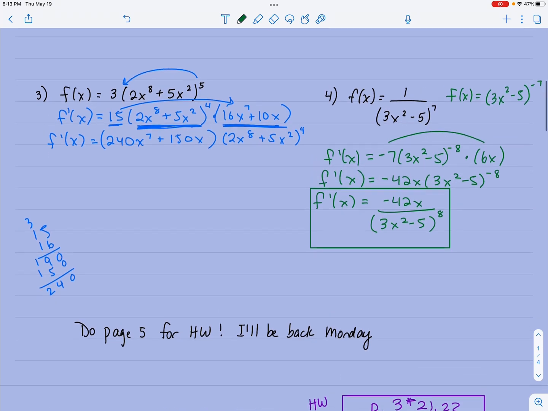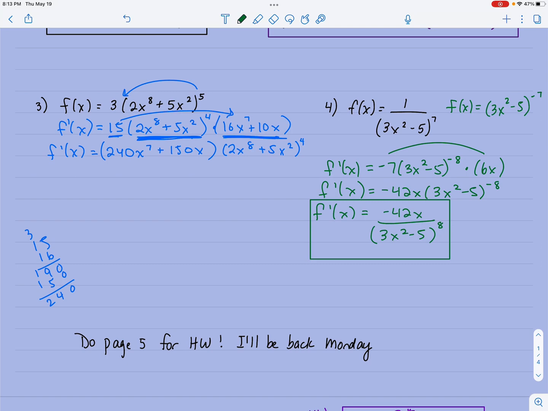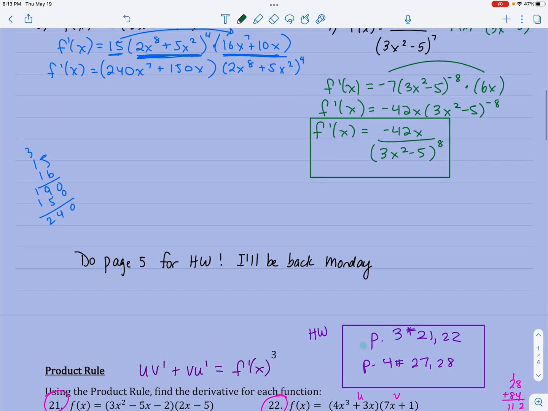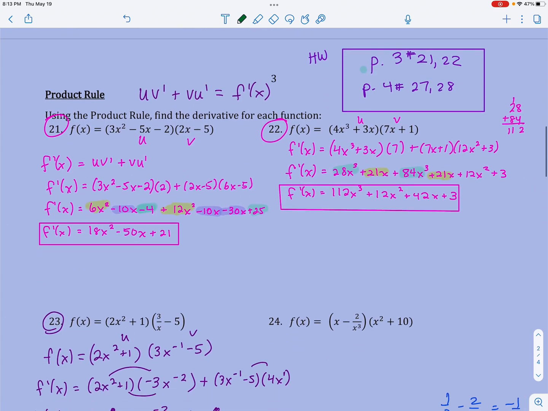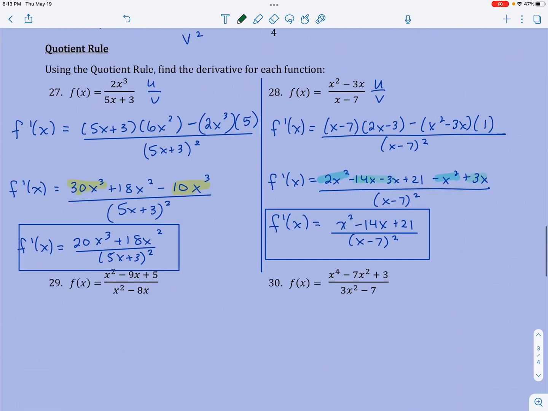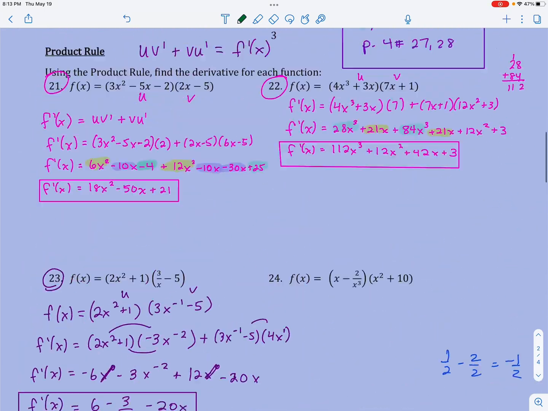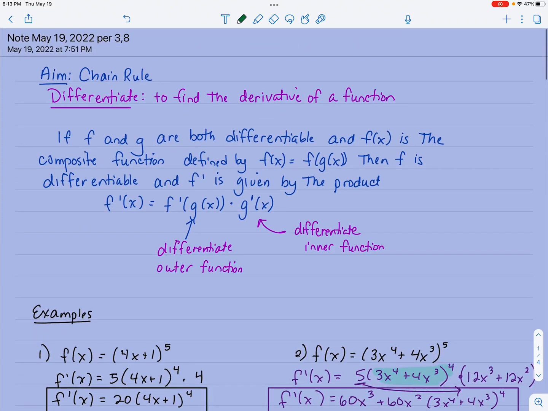All right, those are really the only ones I was going to do with you. And then you can do page 5 for homework. I also attached the answers to the homework that would be due today. The 2 product rule ones here, you can check them. And then the quotient rule ones are here. It's all attached. All right, have a good day.